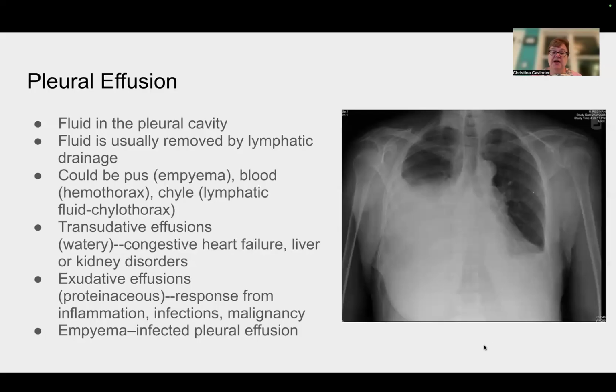Transudative effusions, so kind of a watery effusion, and this you'll see with congestive heart failure, liver, kidney disorders. Exudative effusions, this is where, we've talked about exudate, where it's a response to inflammation. It's where all the white blood cells are arriving, all those fluids, the inflammatory response leaks in, and it kind of opens up those capillaries, and then you have inflammation, leads to infections, or even a malignancy can cause this.